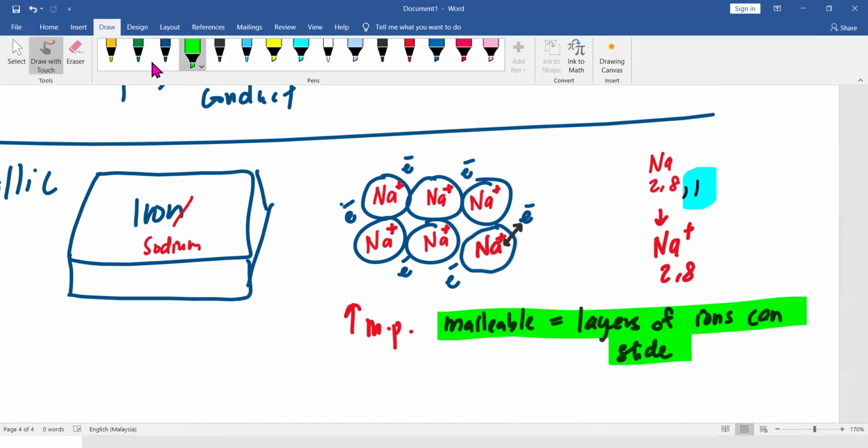Okay? Do you think it can conduct electricity? Can metals conduct electricity? Yeah, of course. That's why they're using it for electrical wires. They can conduct electricity because the electrons are free. Electrons are the ones that carry electricity.